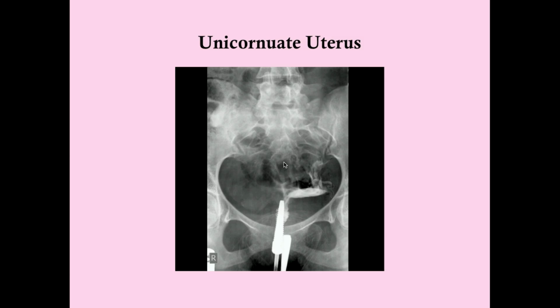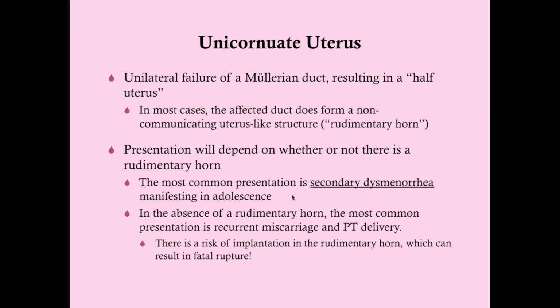Okay, this is the unicornuate uterus. So what is a unicornuate uterus? This is a unilateral failure of a Müllerian duct, resulting in a half uterus. So one Müllerian duct forms totally normally, the other Müllerian duct either doesn't form at all or it partially forms. And when it partially forms, it doesn't communicate with the vagina or with the other half of the Müllerian duct, then what you get is what's called a rudimentary horn. And this can be a huge problem.